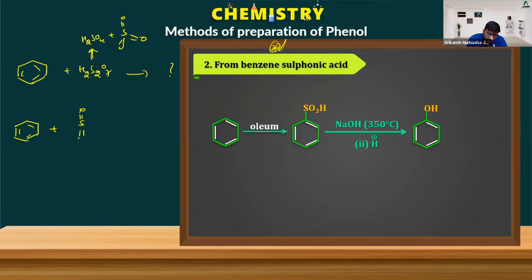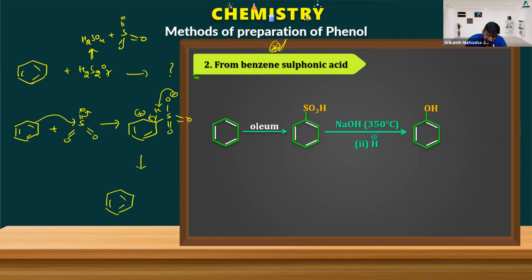S double bond O, S double bond O, S double bond O. The pi electron attacks the sulfur. The S double bond O pi electron density moves away. You will generate S O minus, S double bond O, S double bond O, a positive charge here and the OH bond. The negative charge on oxygen picks up the proton. You will generate benzene sulfonic acid, S double bond O, S double bond O, OH. This benzene sulfonic acid, whenever you treat with NaOH at higher temperature, again an addition elimination type mechanism is going to happen. Upon acidification, you get phenol.